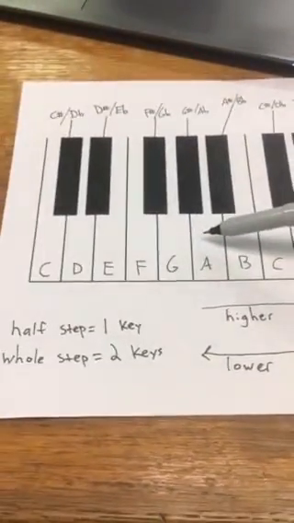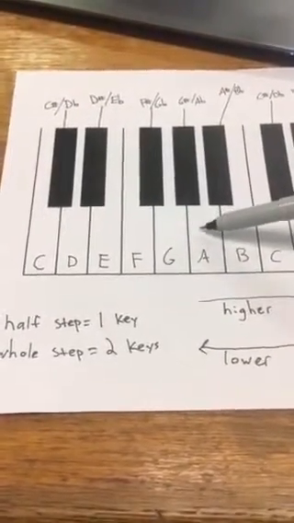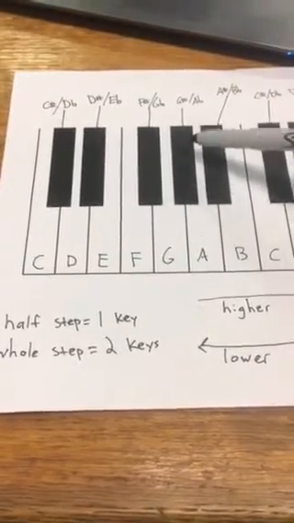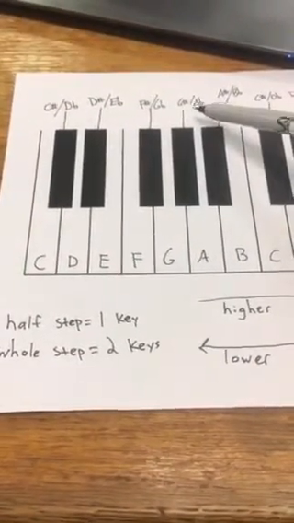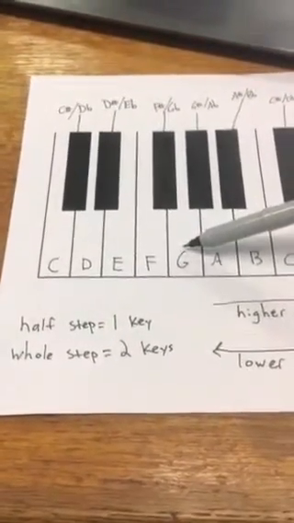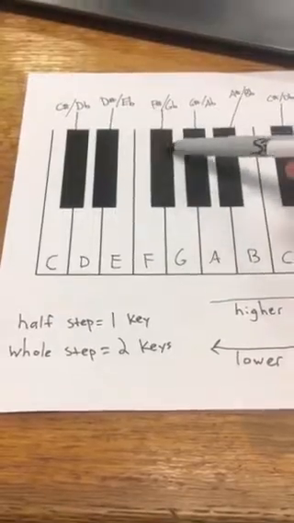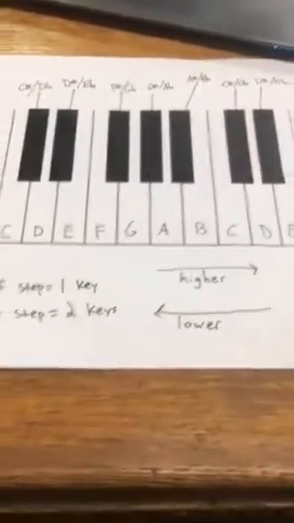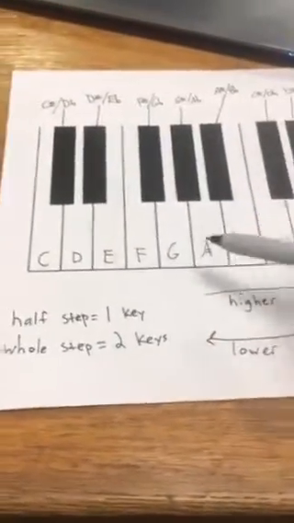If we wanted one half step lower than A, it would be A flat. I'm going to choose the flat option. If I want a half step lower than G, lower means pick the flat option. The sharp option is used when you go higher.